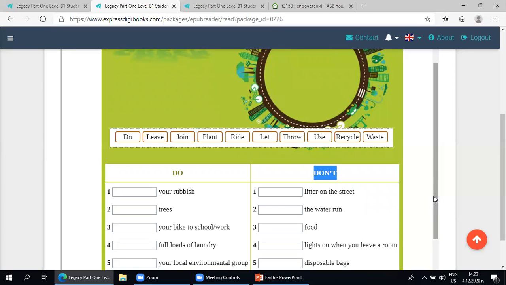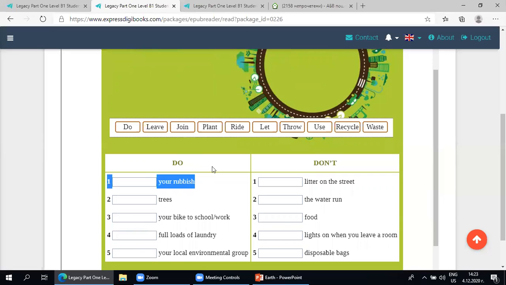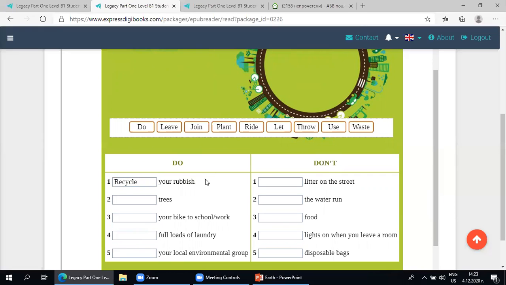So again, you need to fill the missing words. Do recycle your rubbish. Yes, it's very important. Talking about the rubbish and the problems of pollution, recycling is a very good idea. Okay, next one. Plant trees. Plant trees, yes. In order to have clean air, planting trees is very, very important.